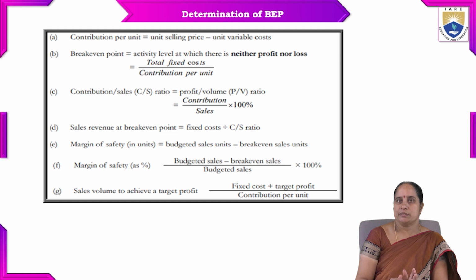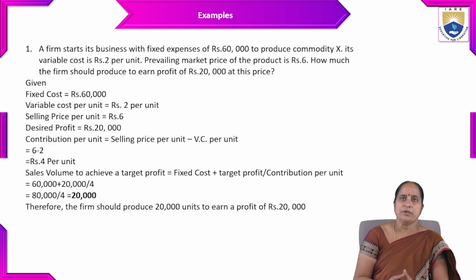Margin of safety in units is calculated as the difference between budgeted sales units minus break-even sales units. Then margin of safety in terms of percentage is equal to budgeted sales minus break-even sales divided by budgeted sales into 100%. And sales volume to achieve a target profit is equal to fixed cost plus target profit divided by contribution per unit. So using these formulas, we can find out the break-even point.